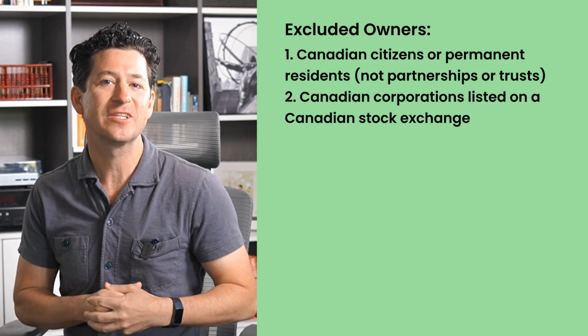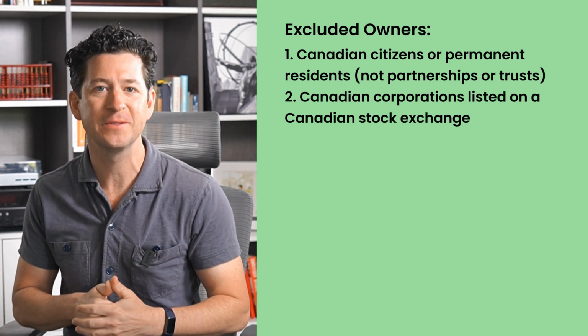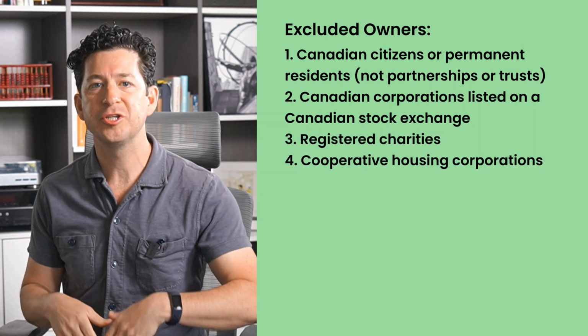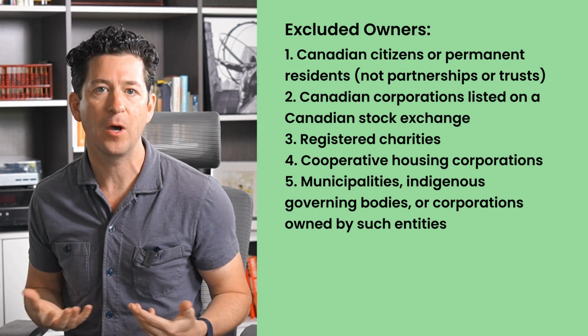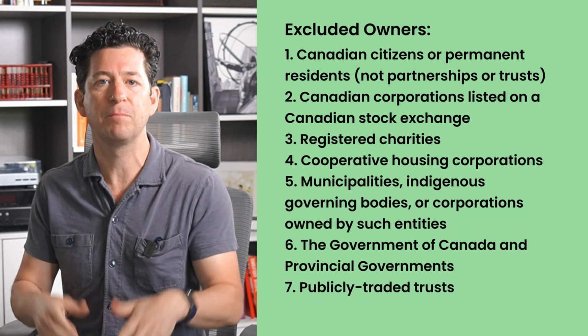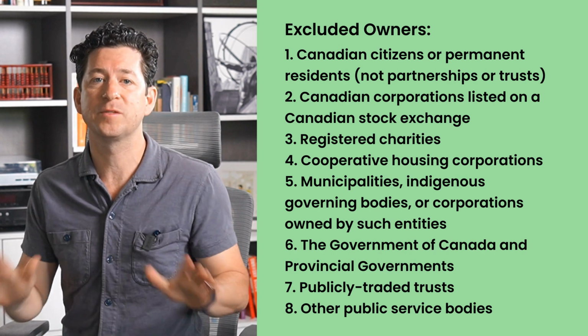Now there's a big list of excluded owners that don't need to file or pay UHT but likely don't watch these videos. I will go through these really quickly. Registered charities, cooperative housing corporations, municipalities, Indigenous governing bodies, and corporations owned by such entities, government entities, publicly traded trusts, public service bodies like universities, public colleges, school authorities, and hospital authorities. So in step 2, your task is to ask yourself if you're one of the excluded types that I just named. If you are an excluded owner, you do not have to file a UHT return. You don't have to pay anything either.